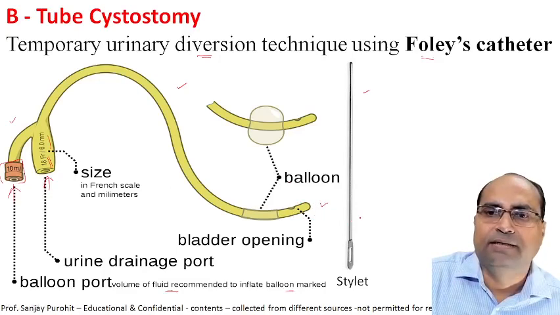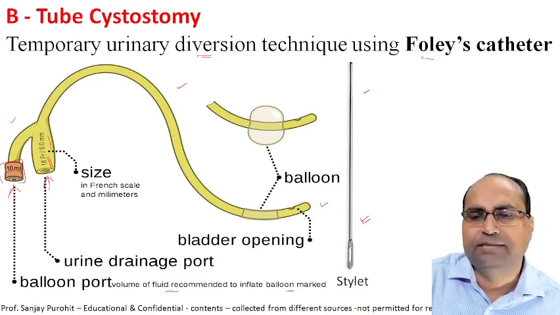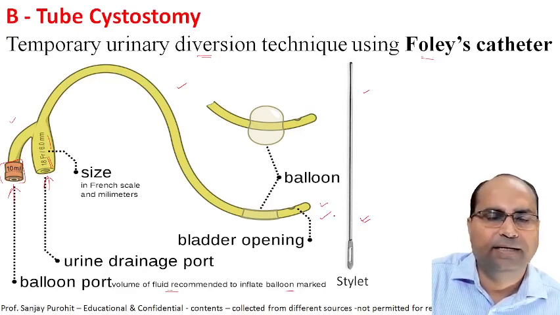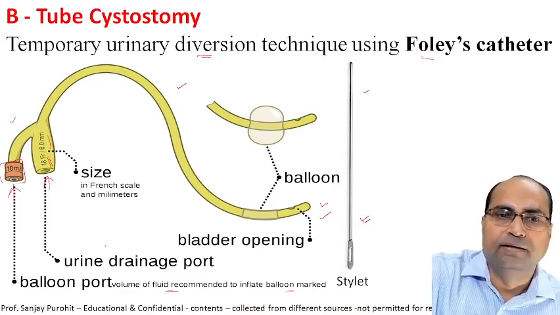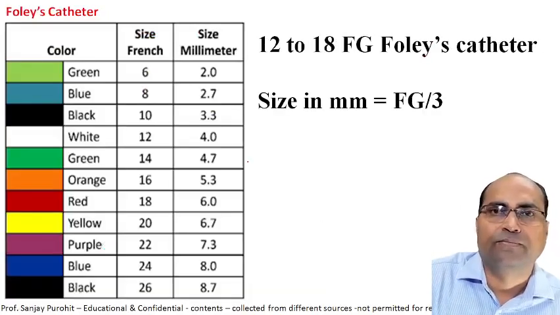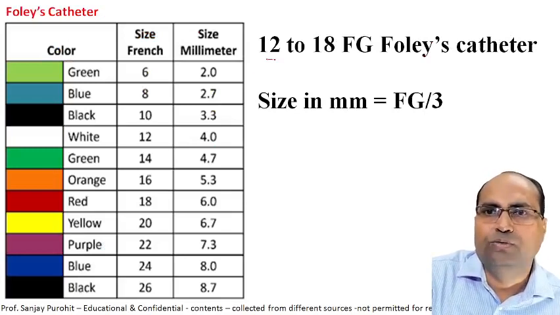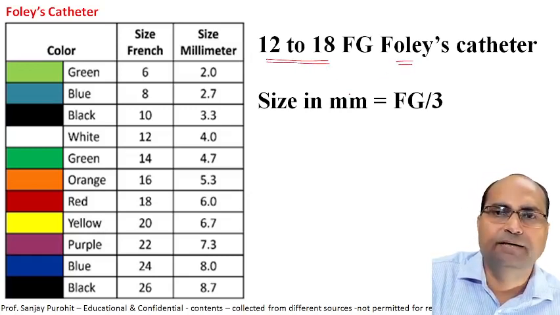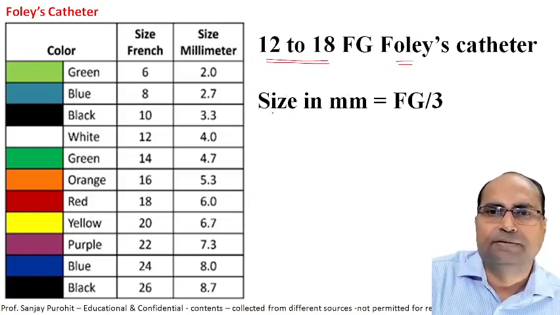And this one is the stylet that is helpful to pierce the urinary bladder and place the catheter inside the urinary bladder. Foley's catheter of 12 to 18 French gauge is recommended for tube cystotomy in bucks.